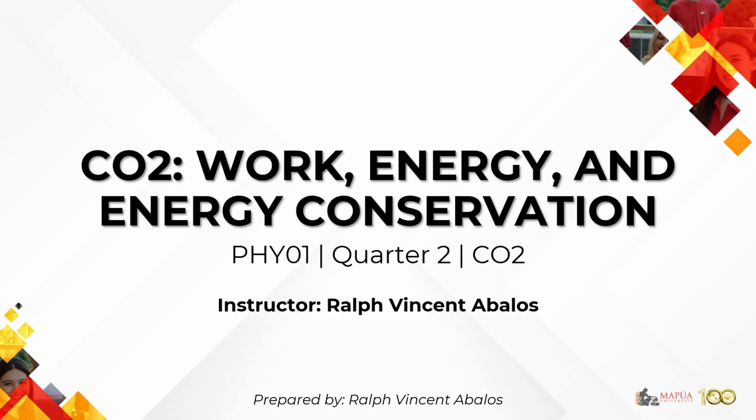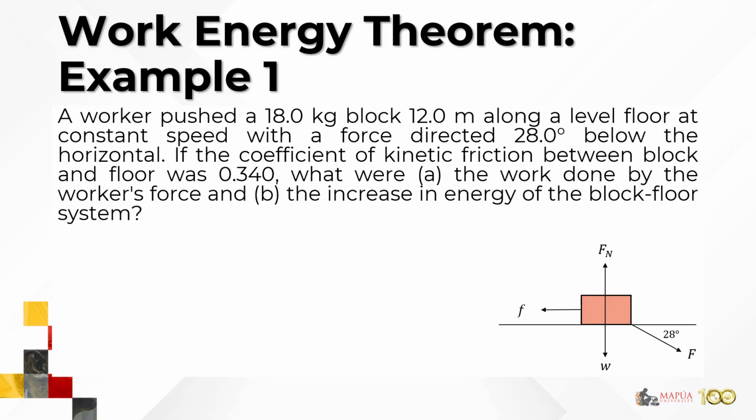Next. Now I'm going to discuss work, energy, and energy conservation. Example number 1: a worker pushed an 18 kilogram block 12 meters along a level floor at constant speed with a force directed 28 degrees below the horizontal. If the coefficient of kinetic friction between the block and the floor was 0.340, what were A, the work done by the worker's force, and B, the increase in energy of the block-floor system? So again, write it down, and pause this video.